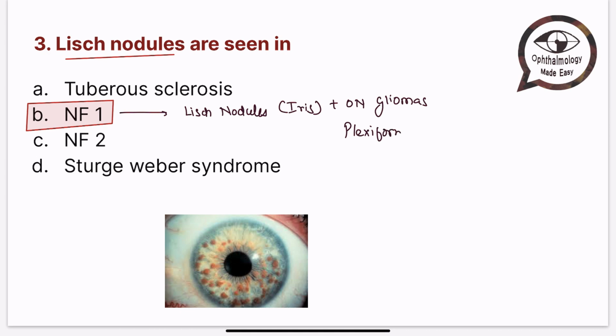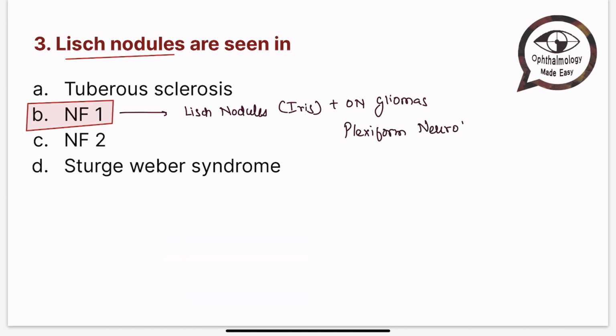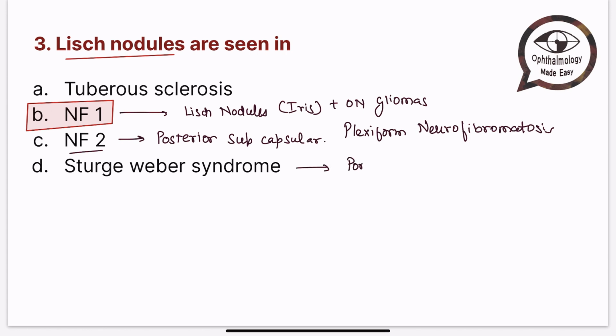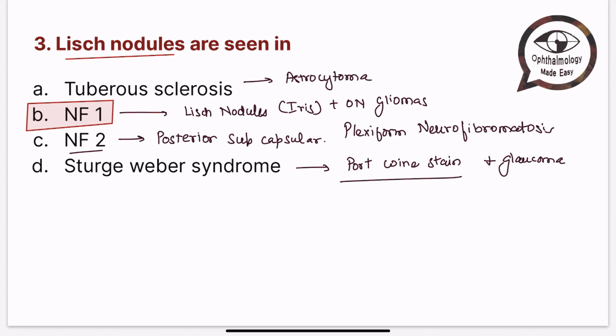plexiform neurofibromatosis in the lid part. Okay, so these are the various ocular manifestations. NF2, the answer here is posterior subcapsular cataract. Okay, so that is the ocular manifestation there. Okay, in Sturge-Weber syndrome, you always get a port wine stain, and these patients are more predisposed to have glaucoma as well. And when we are talking about the tuberous sclerosis, the retinal finding here is astrocytomas. Okay, so these are some important points to remember.